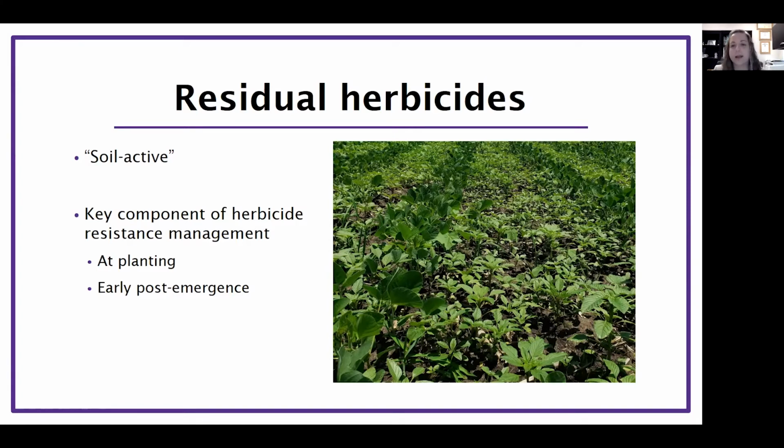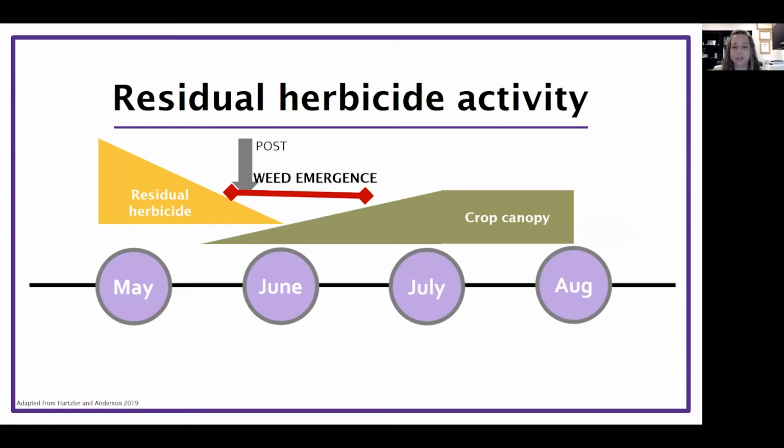So we often use these products at planting, but there's an increased emphasis on the role of these products in post-emergent herbicide applications. We know that residual herbicides have a certain length of activity, and we're going to discuss later in this webinar some of the things that control or regulate that length of activity. But we also know that the crop canopy develops over time, and sometimes that residual herbicide wears out before the crop canopy is dense enough to provide enough shade to prevent weed emergence.